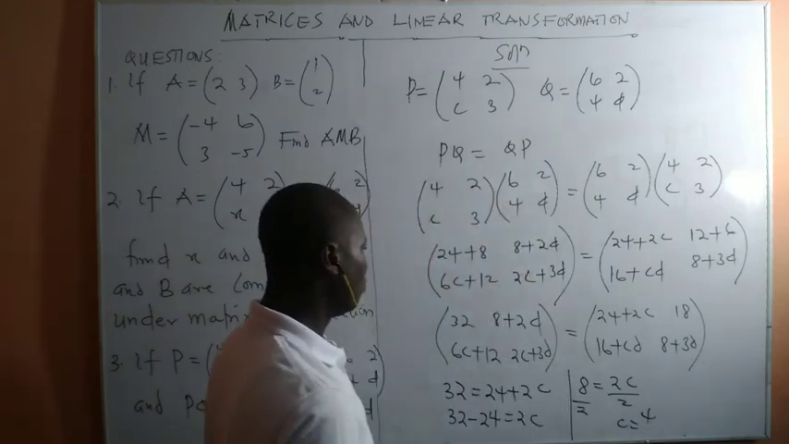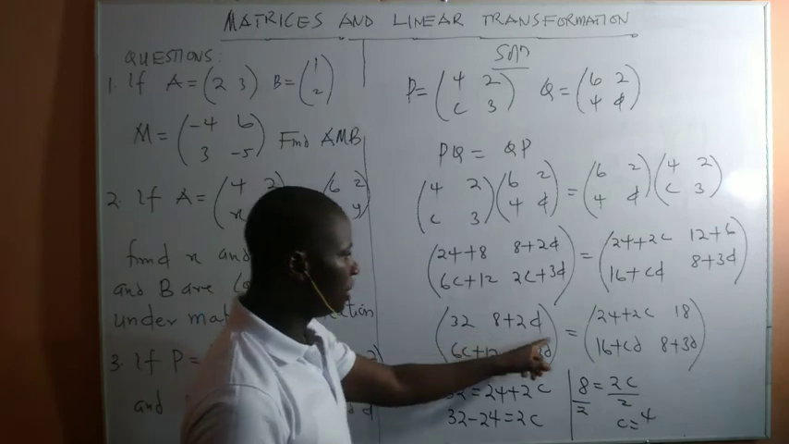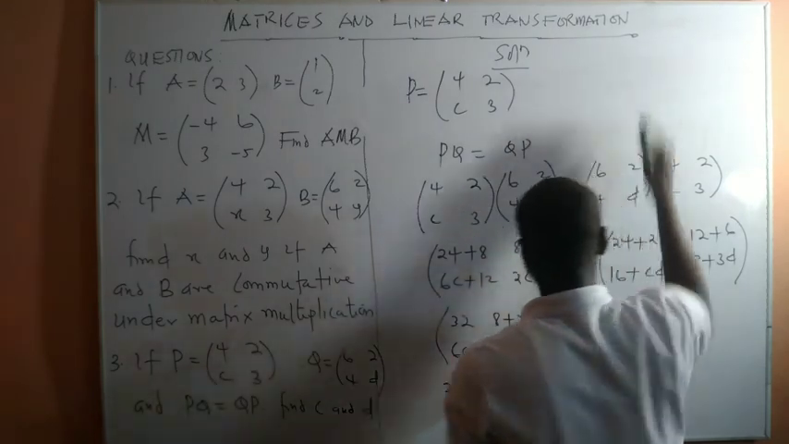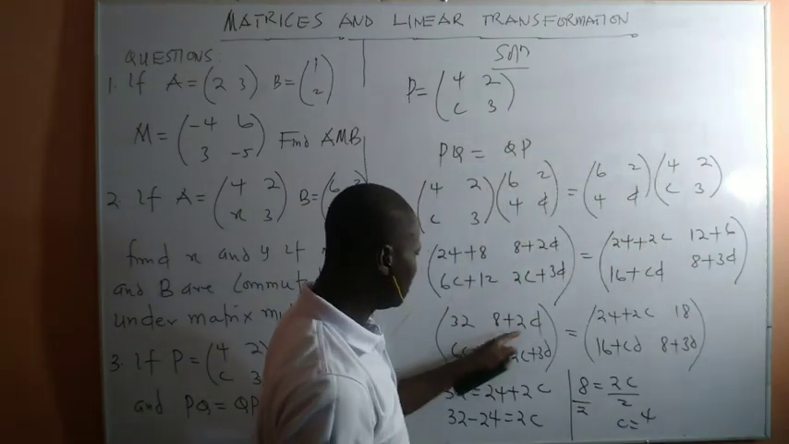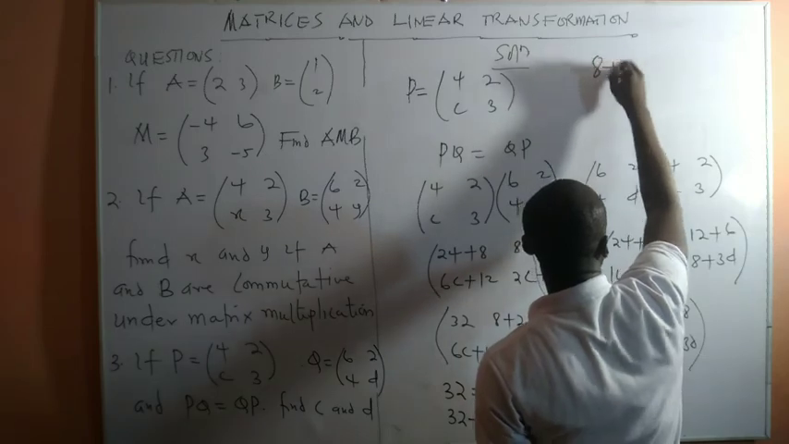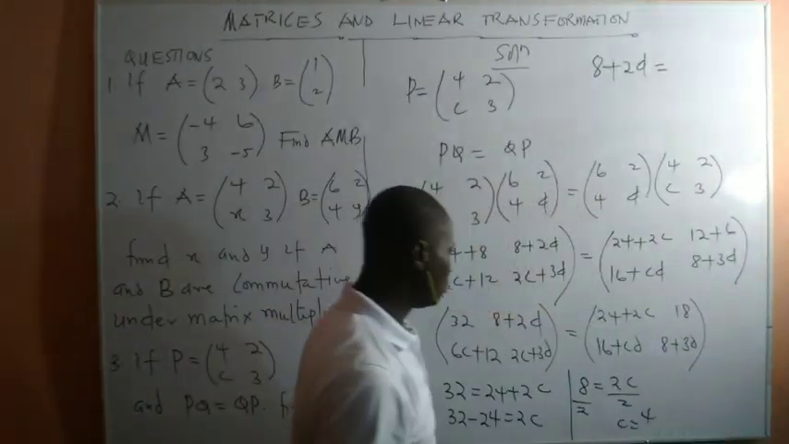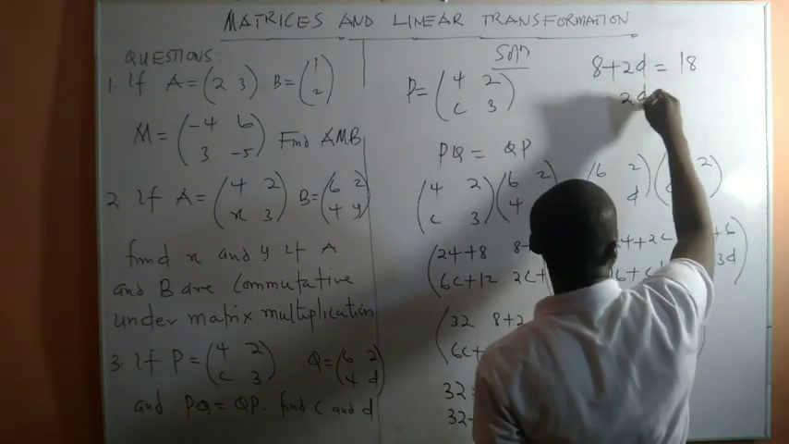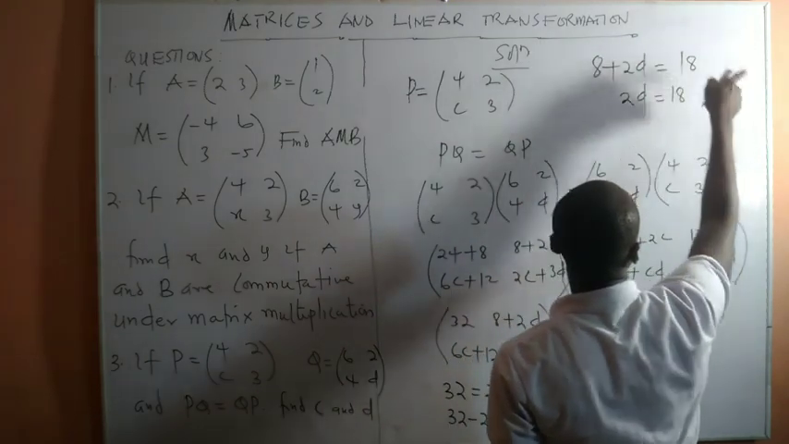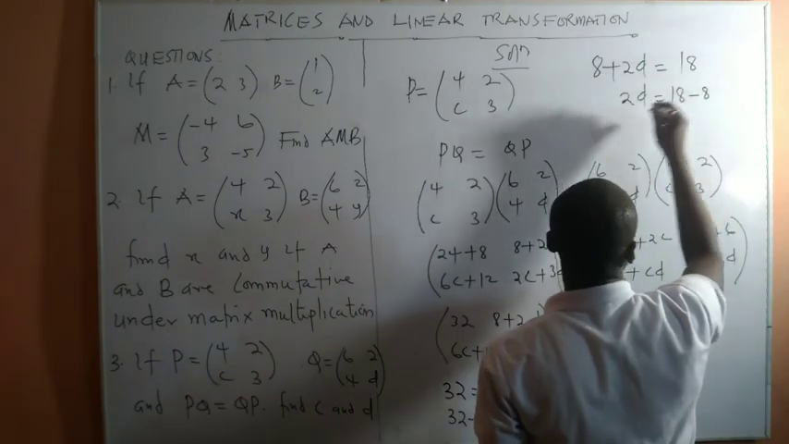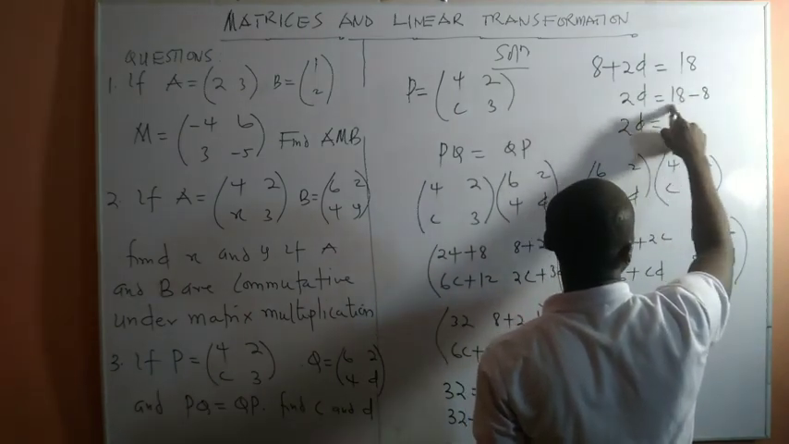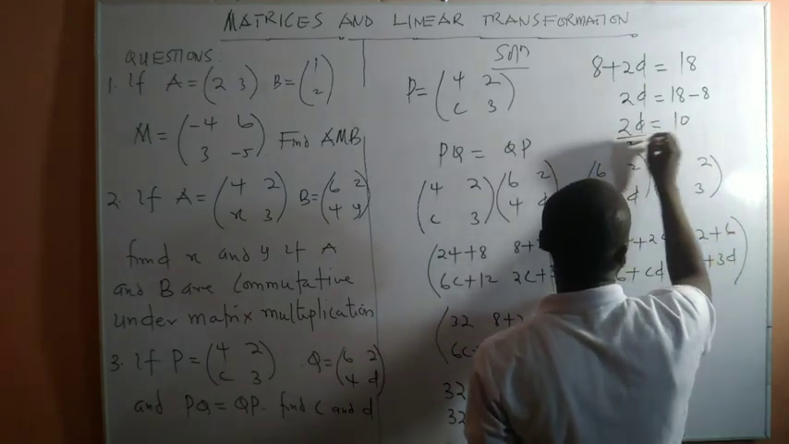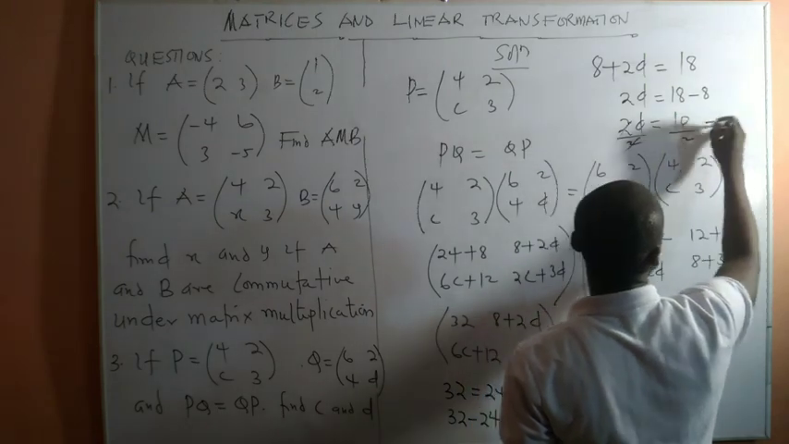And now we are also equating 8 plus 2D to 18, so that we find the value of D. Now we solve that up here. So we have 8 plus 2D equated to 18. Now we have 2D on the left equals 18, then 8 on the right will be minus 8. I guess you understand what is happening. Then we have 2D equals 18 minus 8, which gives us 10. And so when you divide through by 2, D will be equal to 5.